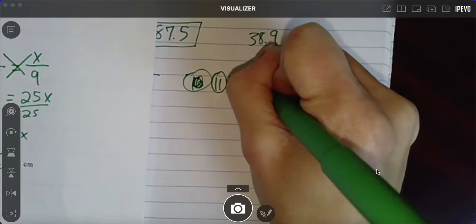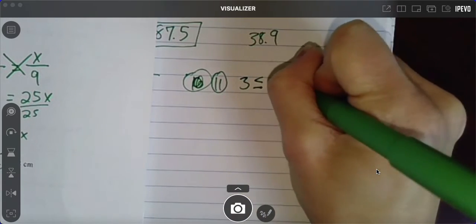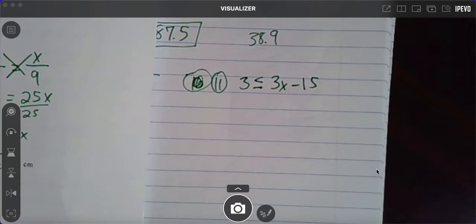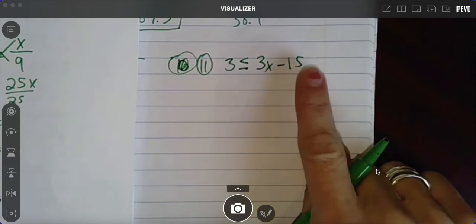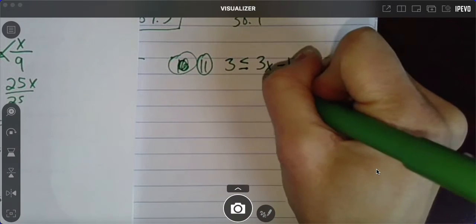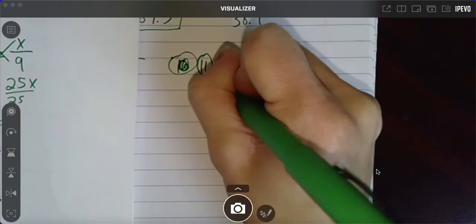3 is less than or equal to 3x minus 15. Y'all, this is the same thing we've already done on that whole first page, right? We just have a different sign. So, what am I going to move first? The 15. It says minus 15, so what's the opposite? Add 15. Is everybody good with that?